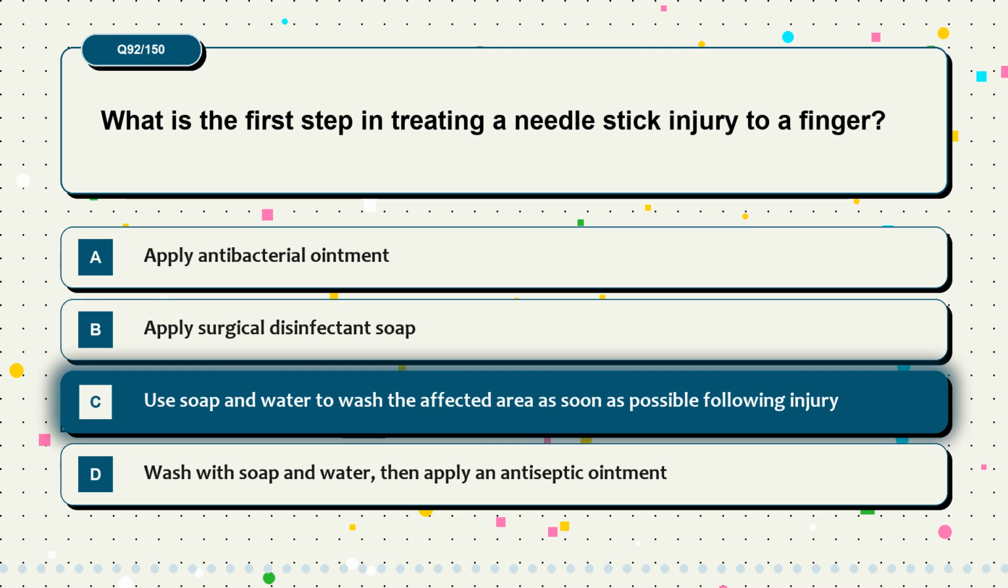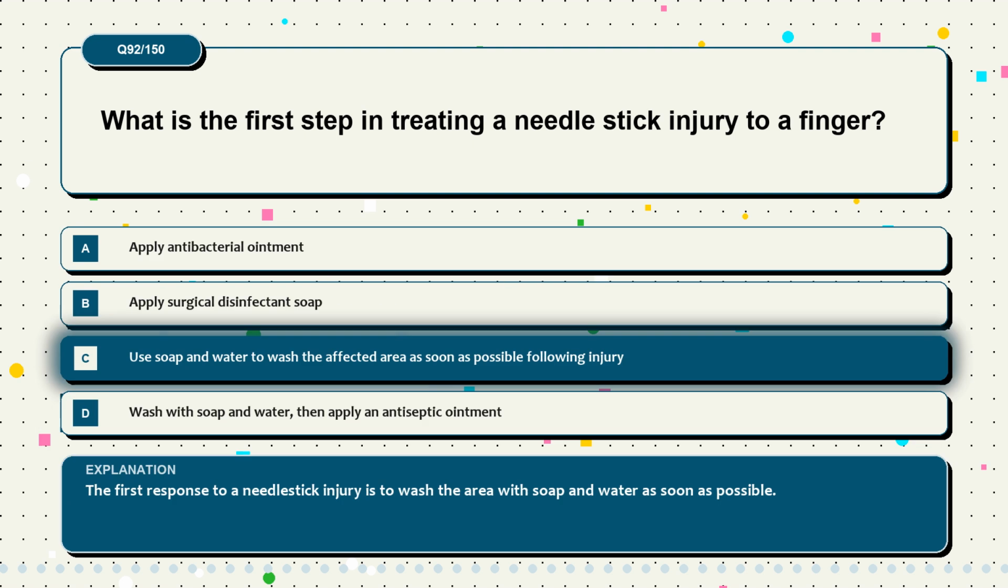The correct answer is option C. Use soap and water to wash the affected area as soon as possible following injury. The first response to a needle stick injury is to wash the area with soap and water as soon as possible.